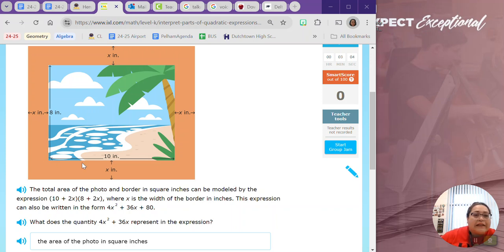And that makes sense because you've got 10 and you're adding an X distance this way and an X distance that way. So that's 10 plus 2X. Same thing for 8. You're adding X this way and X this way. So it's 8 plus 2X. X is the width of the border in inches. This is because they used the box method and they multiplied it in.